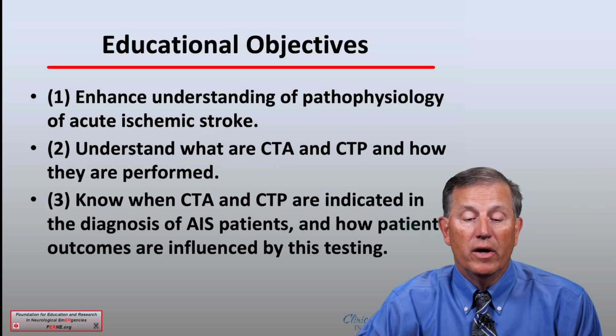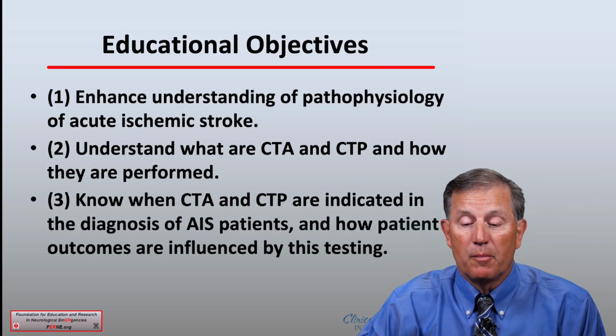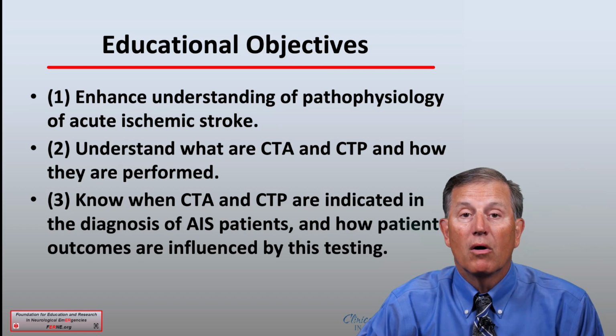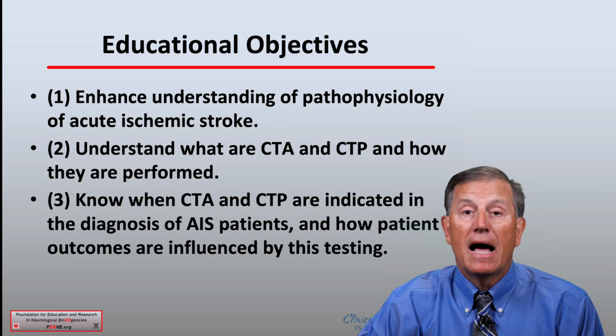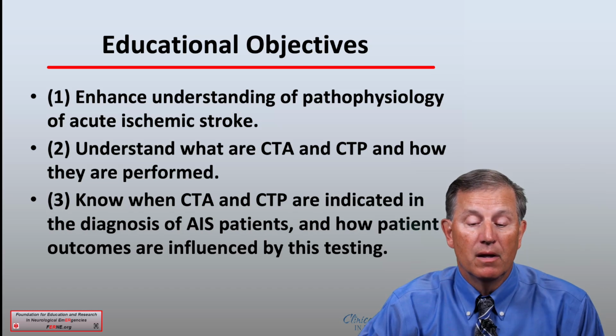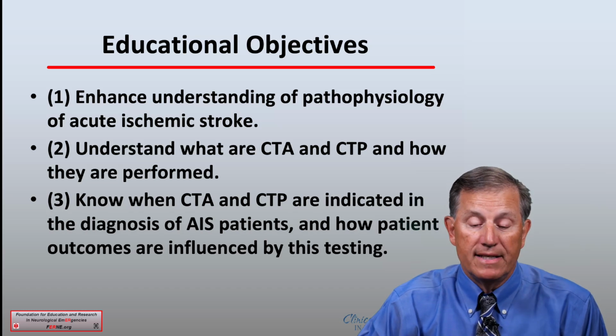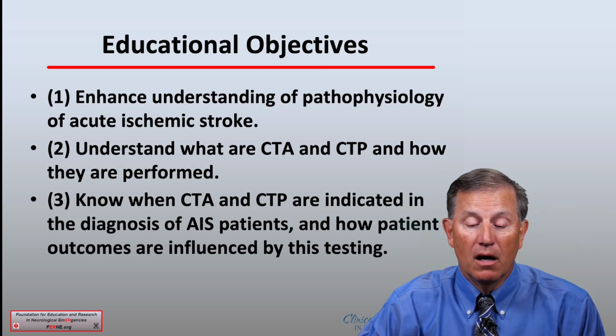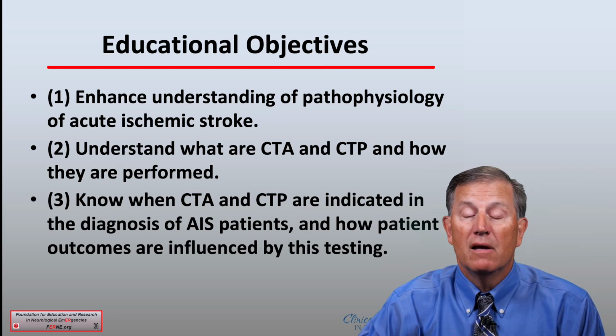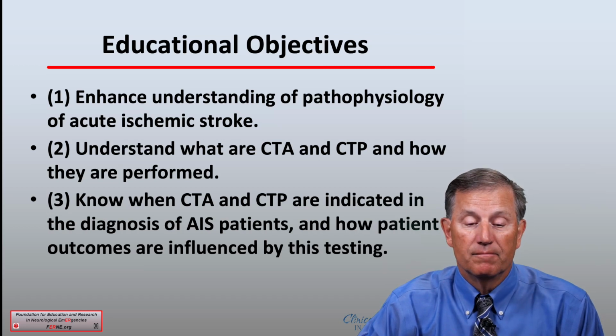The educational objectives as we discuss the use of CT studies in stroke patients are as follows. We'd like to enhance your understanding of the pathophysiology of acute ischemic stroke. We will allow you to better understand what CTA and CTP are and how these tests are performed. We'd like you to know when CTA and CTP are indicated in the diagnosis and management of acute ischemic stroke patients and how patient outcomes are influenced by this testing.